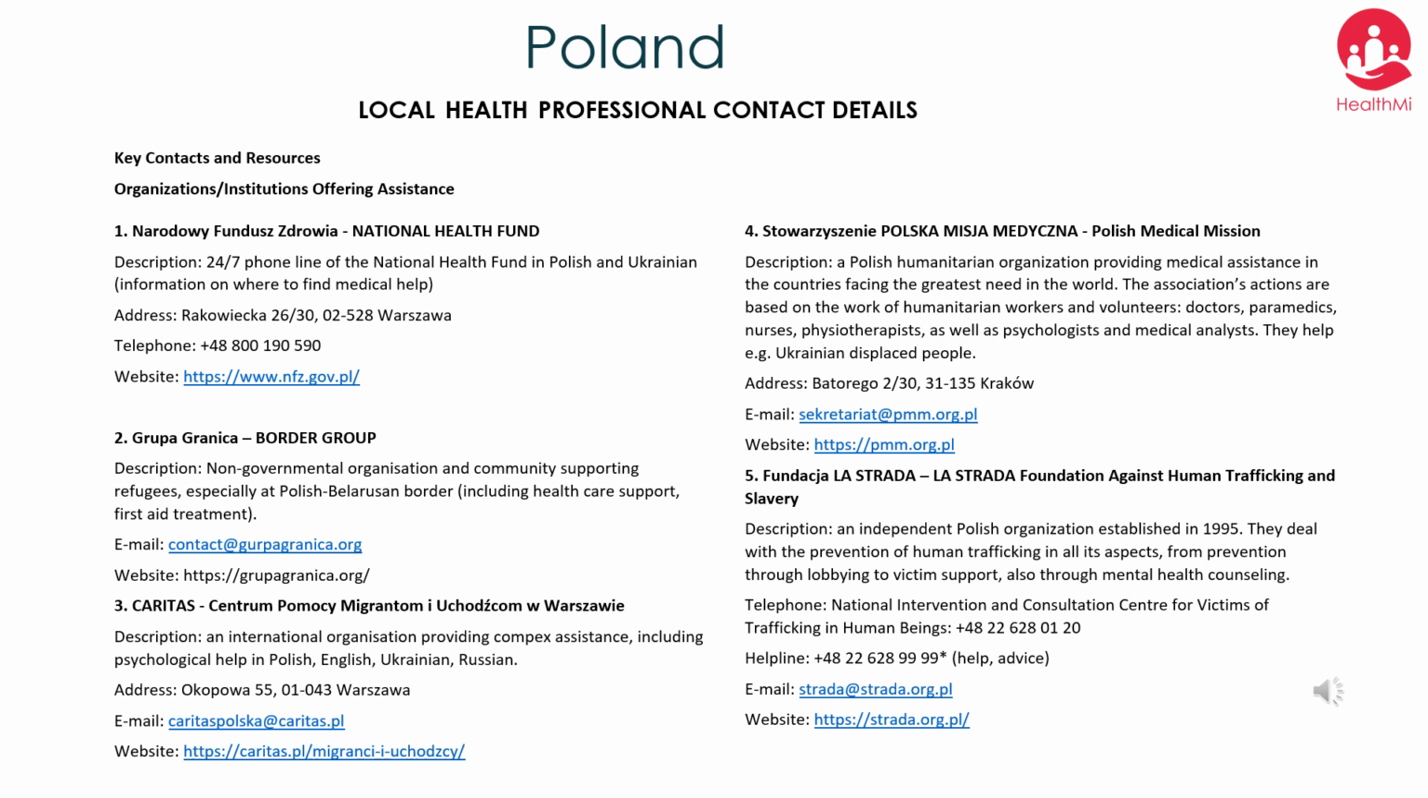5. Fundacja La Strada, La Strada Foundation Against Human Trafficking and Slavery. Description: an independent Polish organization established in 1995. They deal with the prevention of human trafficking in all its aspects, from prevention through lobbying to victim support, also through mental health counseling. Telephone: National Intervention and Consultation Centre for Victims of Trafficking in Human Beings, +48 22 628 01 20. Helpline: +48 22 628 99 99.